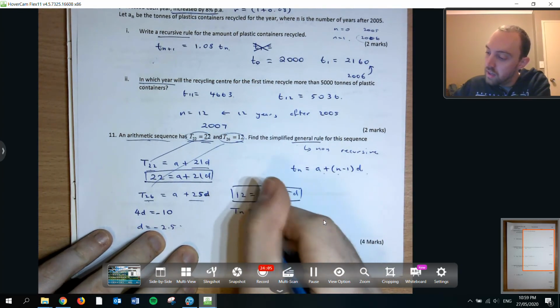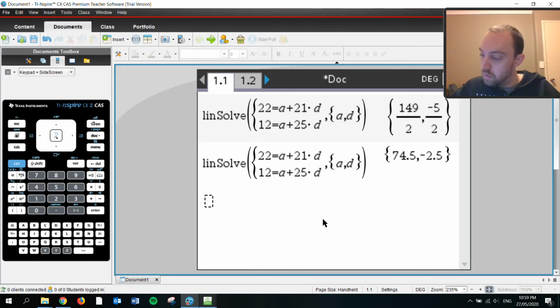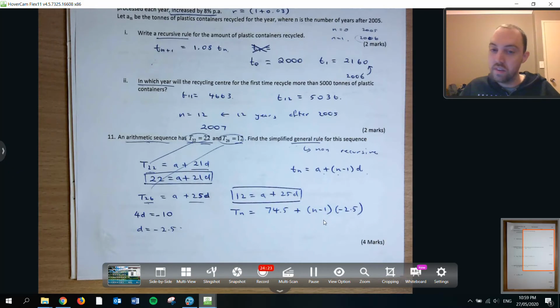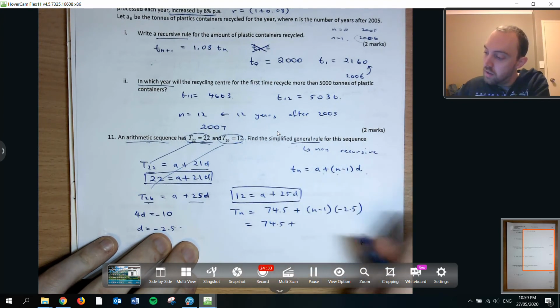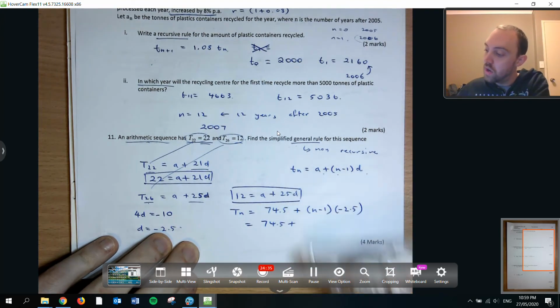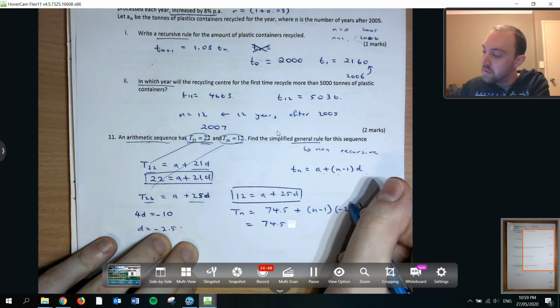So Tn is equal to A, which we said was 74.5, add n take 1 times by negative 2.5. And it does tell us in the question that we want to simplify this general rule. So we have to expand my brackets. 75.5 add, scratch that. It's going to make that common mistake I've mentioned.